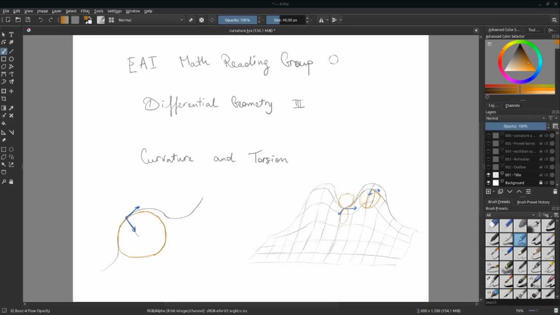This is the first math reading group of the year, and we're starting with more differential geometry, specifically curvature and torsion. The main reason is that I was not able to find a good explanation for it last year, and I got a bit angry or upset about it. So now I'm fixing that.